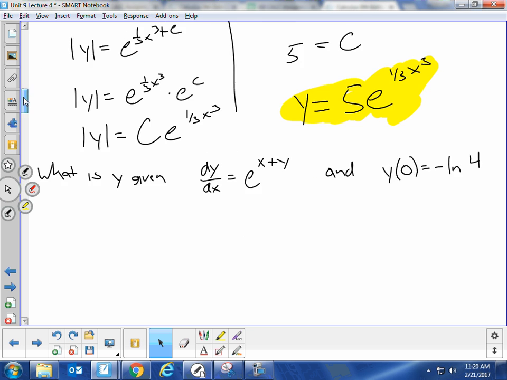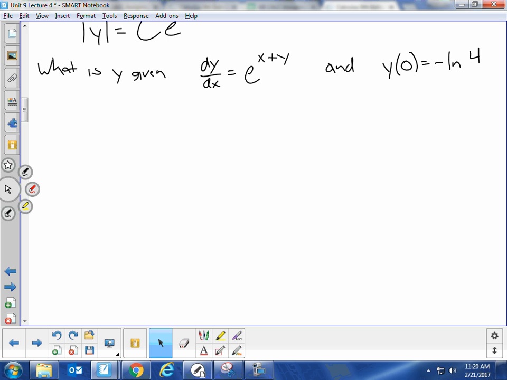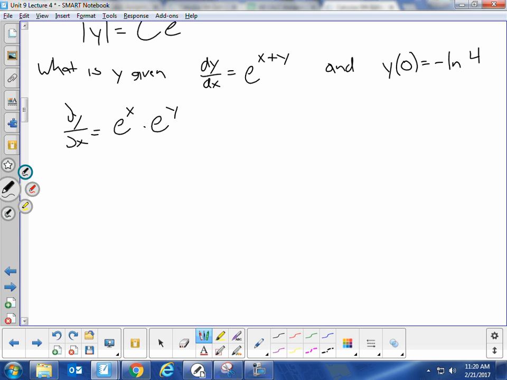So I would start by rewriting the right side as e to the x times e to the y. Right? Properties of exponents that we know. Now, I separate my variables using algebra. Multiply both sides by 1 over e to the y. Multiply both sides by dx.